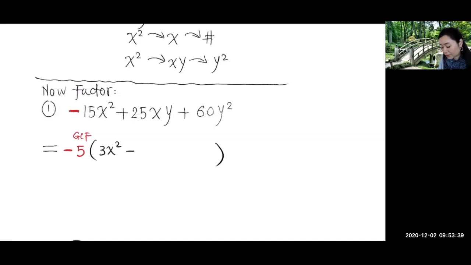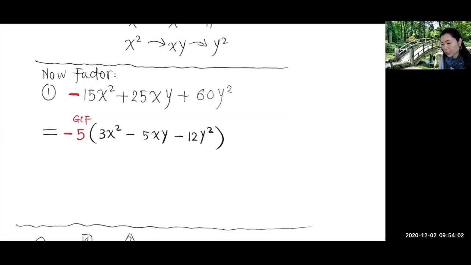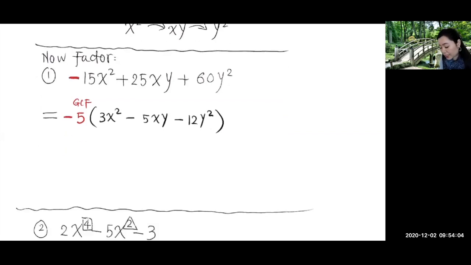So if you take out 5 over here, okay? Now remember when you take out the minus sign, the operation here, addition, changes to subtraction. 25 divided by 5 is 5. So this is 5xy. And then now addition becomes subtraction, minus 12y squared, right? Now you see that inside here is in the form x squared, xy, y squared, this kind of trinomial. So we can try trial and error factoring, okay?